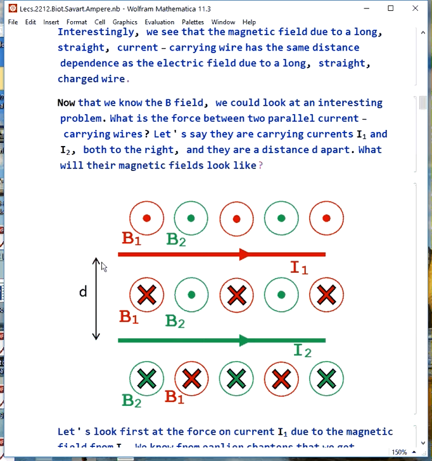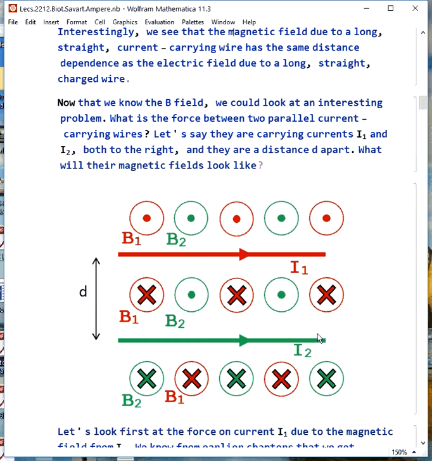So, for example, in the red, you point your thumb to the right, and the fingers of your right hand will be coming out of the page above this wire, and they'll be going into the page below it. So all these X's are, of course, into the page. The green is going in the same direction, so we get the same thing. Above it, out of the page for the magnetic field, and below it, into the page.